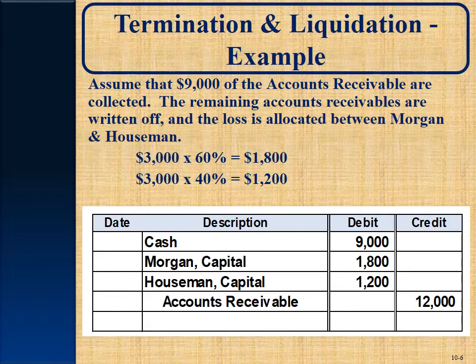Assume that the $9,000 of accounts receivable is collected. The remaining accounts receivable are written off as uncollectible. Well, we're no longer making income statements, so that expense, quote, of uncollectible accounts is directly debited to the capital accounts of Morgan and Hausman, the $3,000 expense, according to their profit and loss ratio. So we debit cash, credit accounts receivable for their dollar amounts, and then allocate $1,800 to Morgan's capital account and Hausman's $1,200.